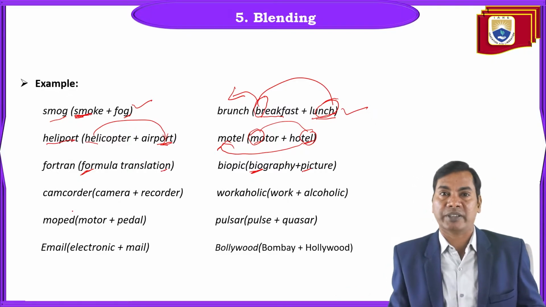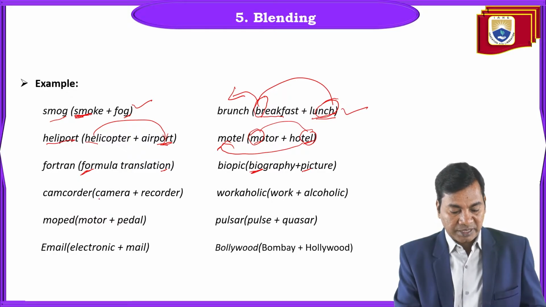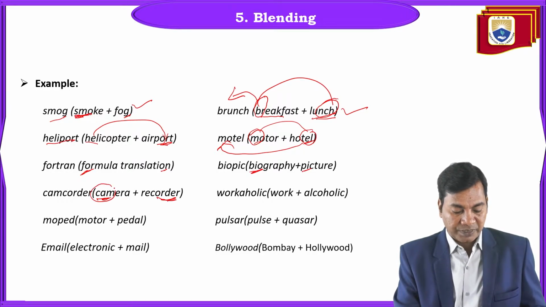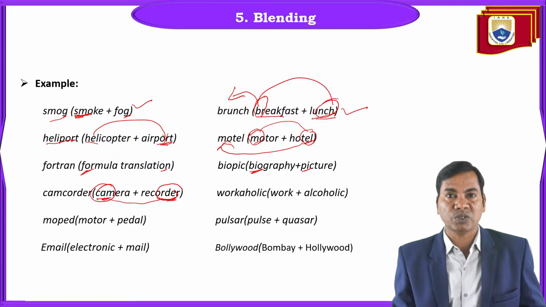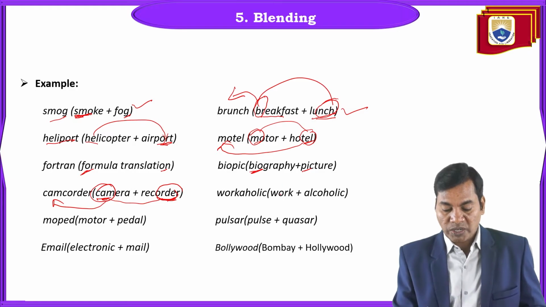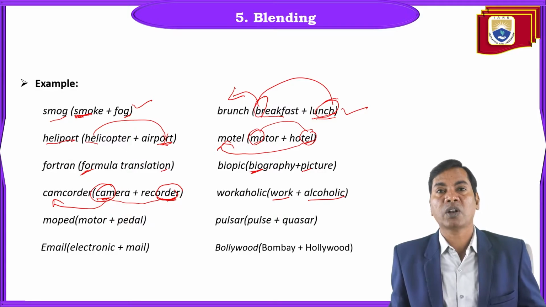So camcorder. Look at one more example. Cam from camera and corder from the word recorder. So cam, the initial part of the first word camera, and corder, the ending part of the second word recorder. So by joining these two, we have got the new word camcorder, right? Workaholic. So work and alcoholic, right?